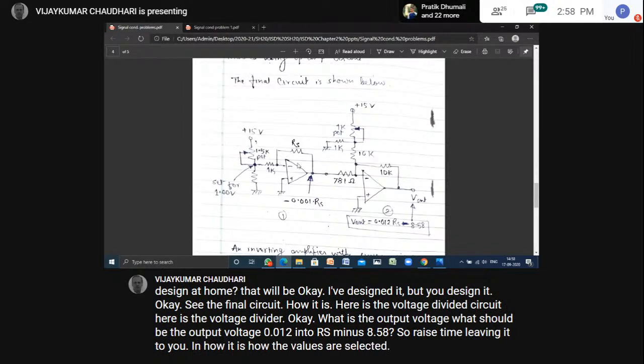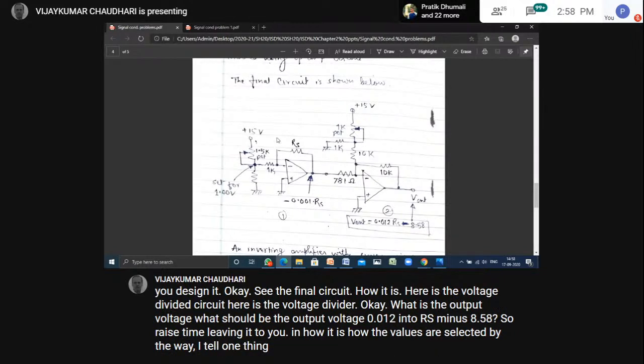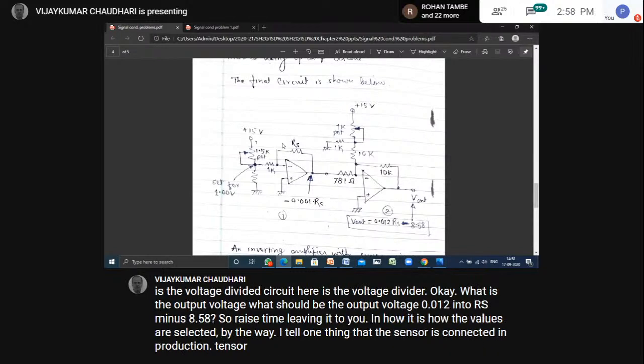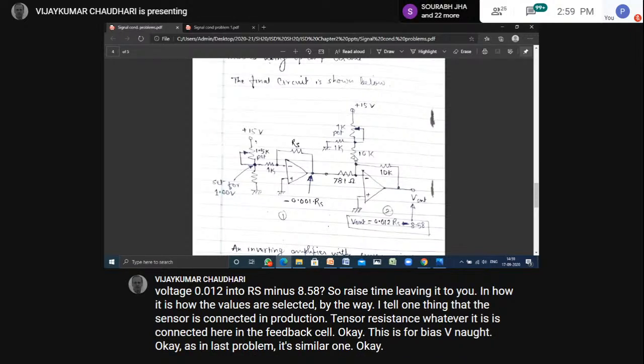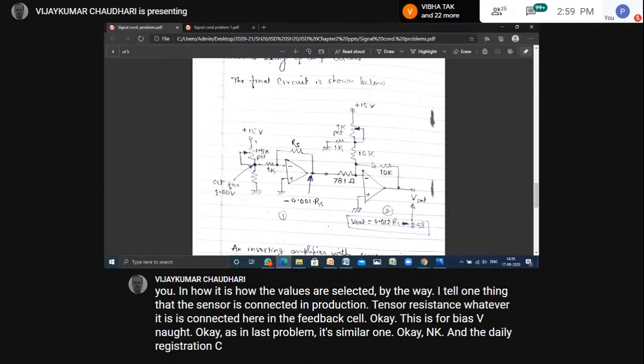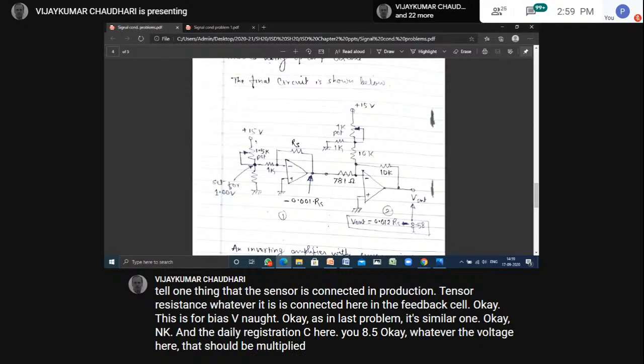By the way, I'll tell one thing: the sensor is connected in the feedback circuit. Whatever the sensor resistance, it is connected here in the feedback circuit. This is for bias V0, as in the last problem, a similar one. 10K, and the gain is adjusted to give 8.58. Whatever the voltage here, that should be multiplied by the gain, and that should be minus 8.58.